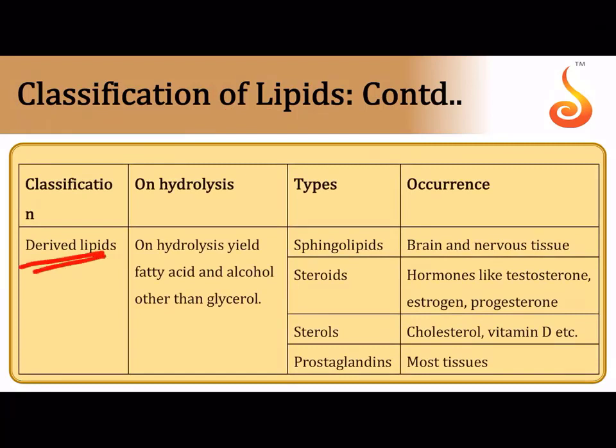Then derived lipids. Derived lipids include sphingolipids. Now actually sphingolipids are not derived lipids. Sphingolipids is wrongly placed here. It also comes under compound lipids. Now what is sphingolipid? Let me show you here in a simple skeletal diagram like I have been showing.